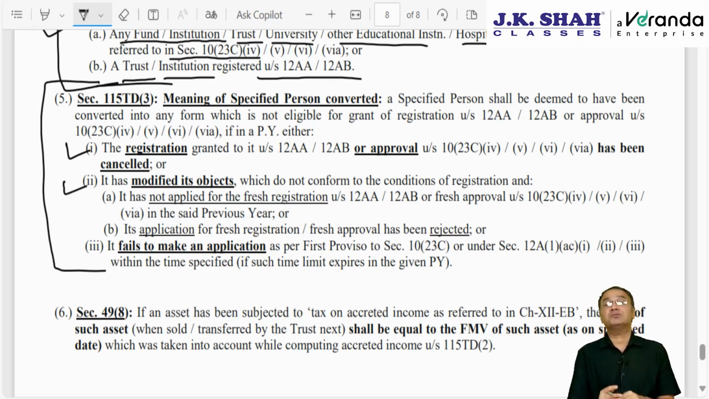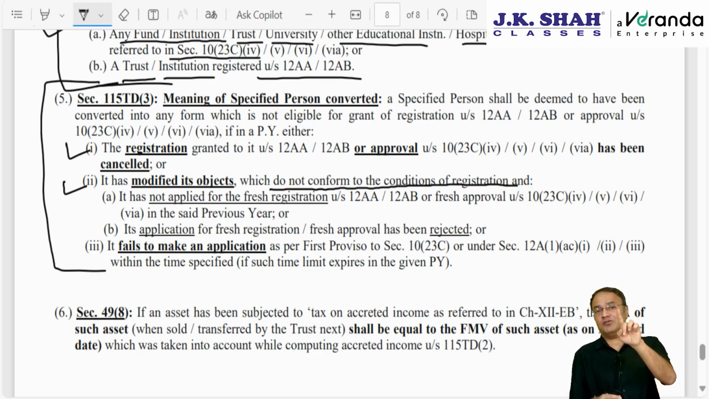Second, the trust has modified its objects. Is modification allowed? Answer: yes, allowed, small modifications are fine. But if there is such a drastic modification, such a big modification which does not conform to the conditions for registration, in such a situation the trust is supposed to apply for fresh registration within 30 days from the date of modification. Here the 30 days time limit is not applicable.